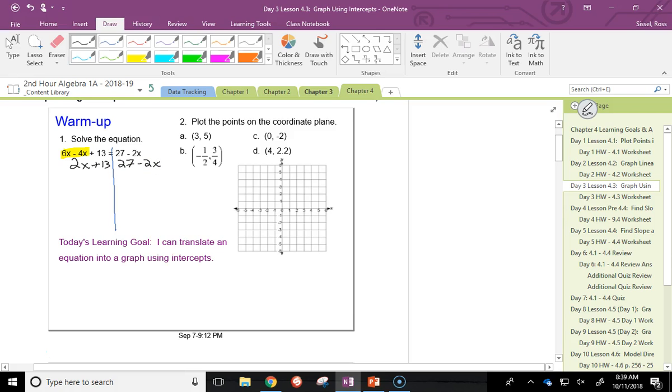Then I'm going to do what Caitlin said and put my x's on one side. So I'm going to put 2x over here. We have 4x plus 13 equals 27. Put our numbers on the other side. So I'm going to subtract 13 from each side.